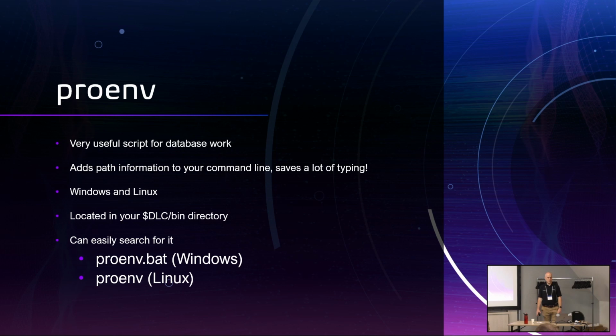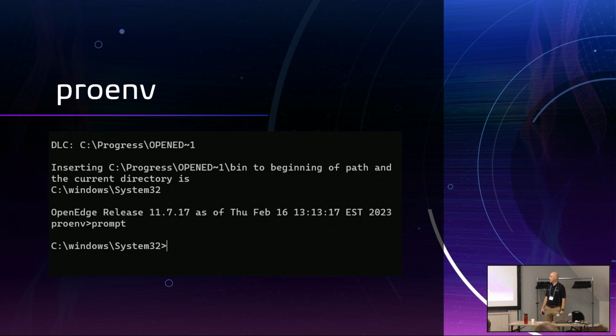There's an example of it, and you can see that's what it looks like. It tells you the version of OpenEdge just here, and it tells you that it's adding stuff to the path. And in Windows, I like to type prompt at the end, because otherwise you have the command prompt, just like that, proenv, and it doesn't tell you where you are in the folder structure. So if you just type prompt, it takes you back to that prompt.